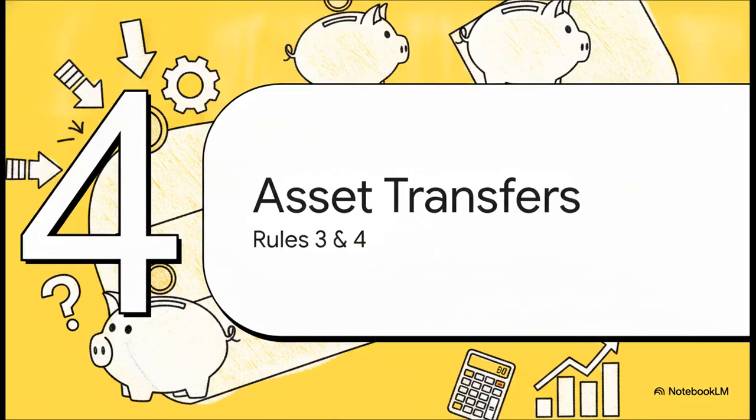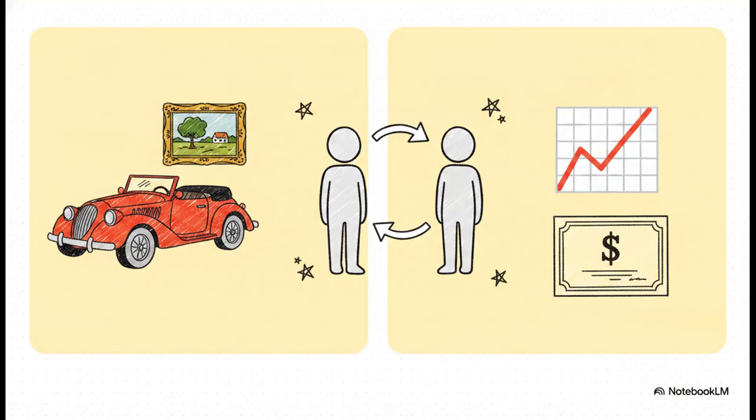These two rules share the exact same underlying economic logic. This is where a lot of rookie accountants make critical errors. We're talking about transactions involving secondhand physical goods, like old cars, existing houses, or old paintings, as well as transactions involving financial assets, like the buying and selling of bonds and shares.